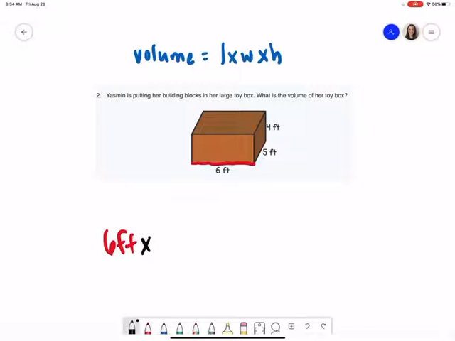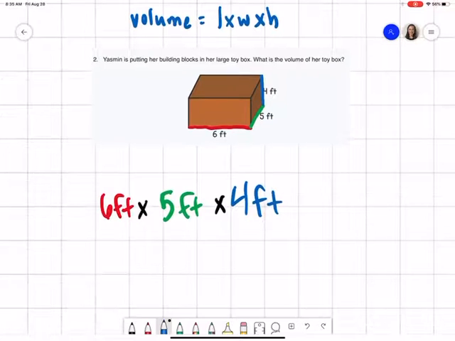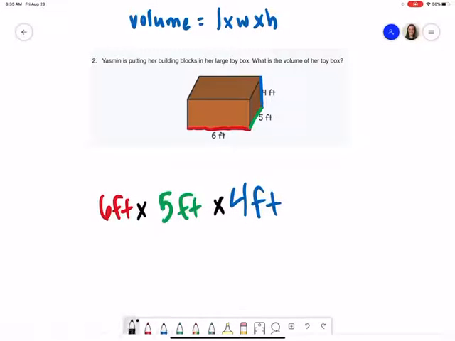Okay, so 6 feet times the width. The width is 5 feet times the height, which hopefully you guessed it, is 4 feet. Okay, so now it's time for us to solve.